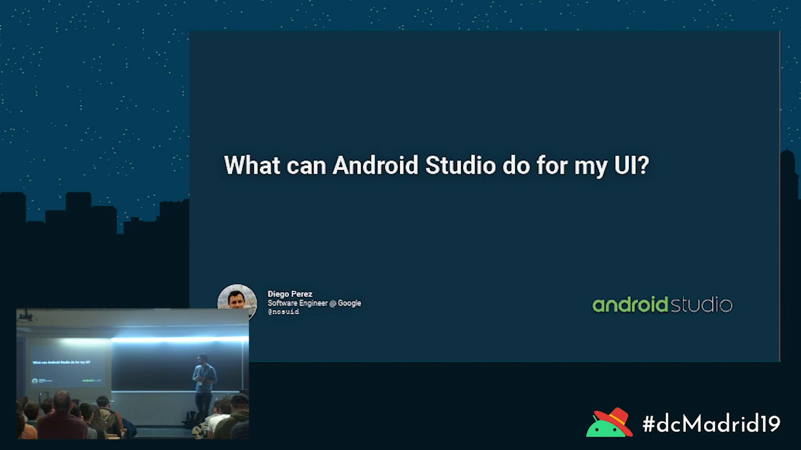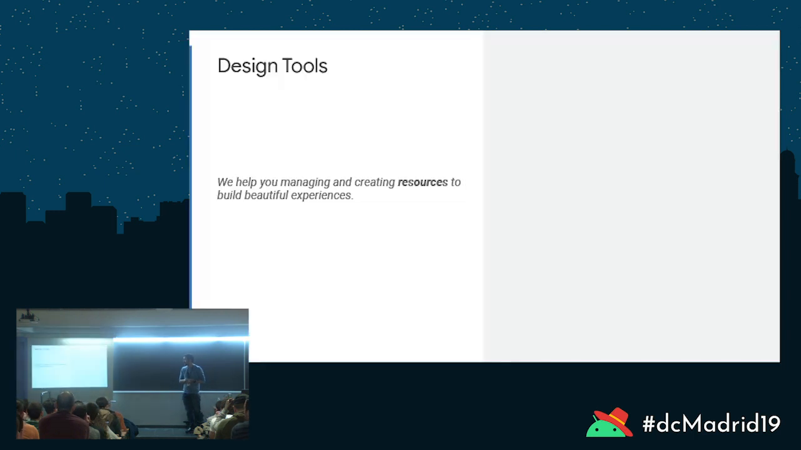Design tools. So today I'm going to tell you a little bit about the design tools that we have in the studio, what to do with them, and which ones and the ones that are coming in 4.1. So first, a little bit about what design tools is within Untitled Studio. What we basically do is tools that help you creating and managing your resources.